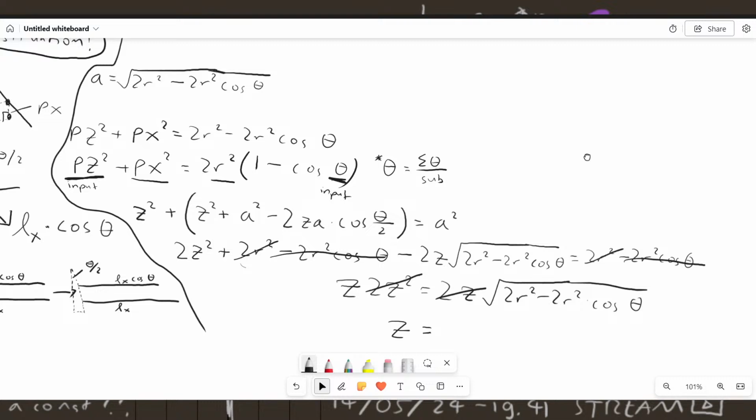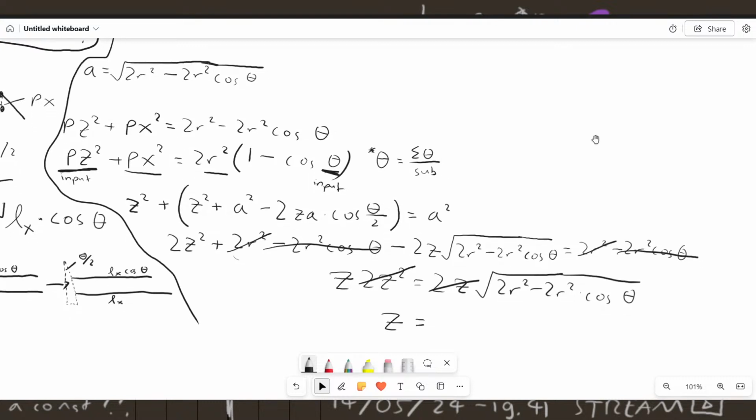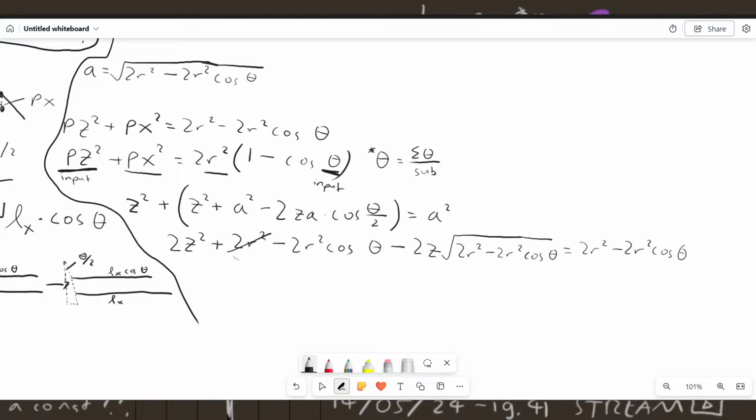Wait, hold on. I think I got something wrong here. Oh, it's over it too. Holy shit. Wait, hold on. Okay. 2za and the cosine. I forgot to include the cosine. Oh wait, oh shit. Okay, go back. Go back.